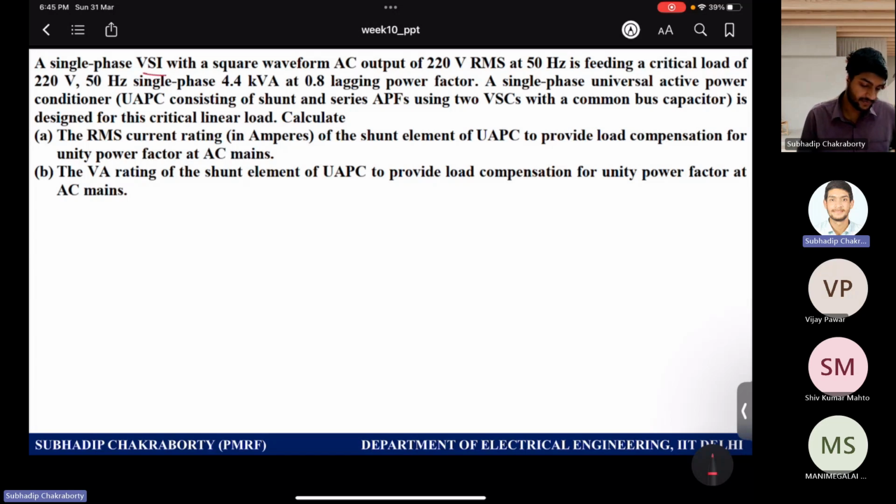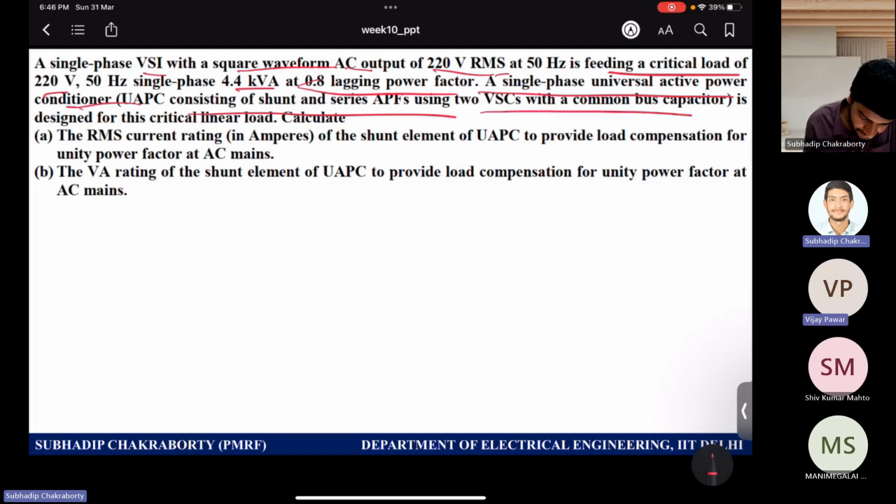So this is a single phase voltage source converter, and it is generating an AC waveform, but square in nature, 220 volt RMS. That means plus 220 and minus 220, whose RMS is 220, and feeding a critical load of 220 volts, 4.4 kVA at 0.8 power factor. There is a load power factor. Now a single phase unified active power conditioner, UPSC, which consists of shunt and series APFs, just like the problems we solved previously, but in this problem you have both VSCs with a common bus capacitor. Just like the UPQC, it is a UPSC, okay? It is designed for a critical linear load. So the load is linear, and you are asked to find the RMS current rating of the shunt element and the volt ampere rating of the shunt element.